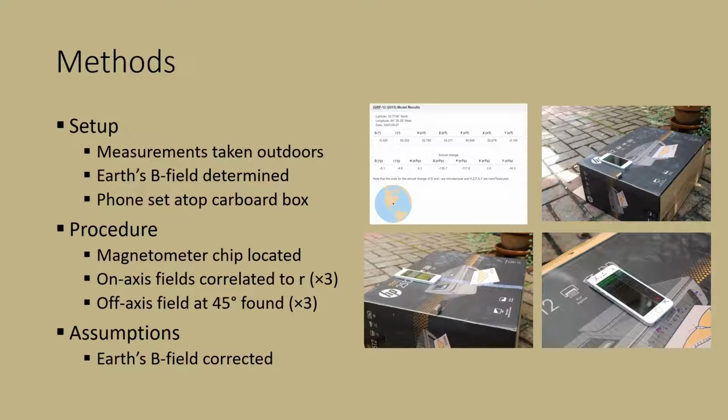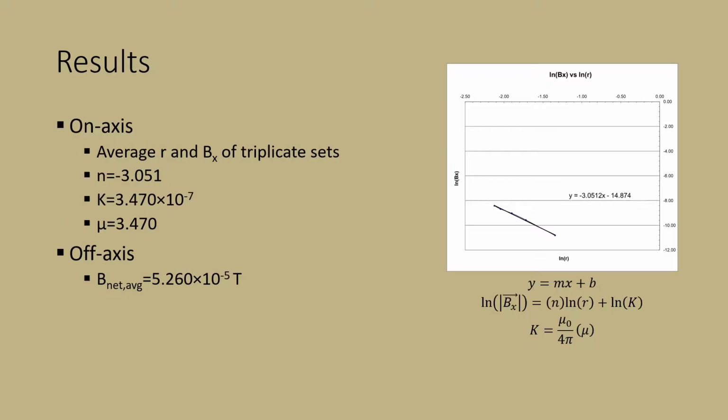The phone was also set atop a cardboard box, as this was found to help reduce fluctuations in the magnetometer app. The magnetometer chip of my phone was located, and on-axis fields were found in triplicates. Then, off-axis fields, 45 degrees from the bar magnet, were found in triplicates. It was assumed that after aligning my phone with the magnetic north pole, Earth's magnetic field was effectively corrected for.